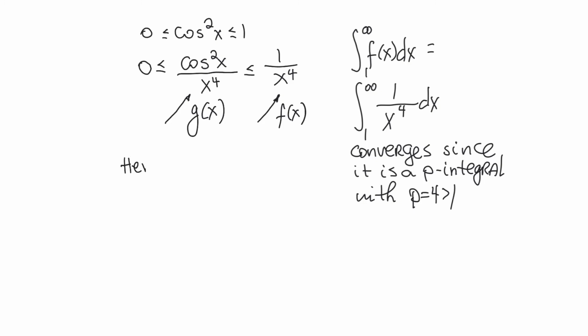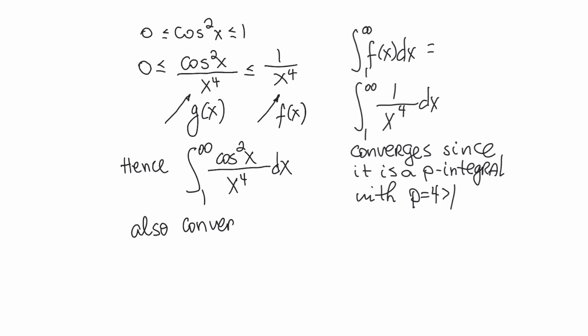And by the first part of the comparison test, if the f integral converges and it's bigger than g, then the g integral must also converge. Therefore, the integral from 1 to infinity of cosine squared of x over x to the fourth converges by the comparison test for improper integrals.